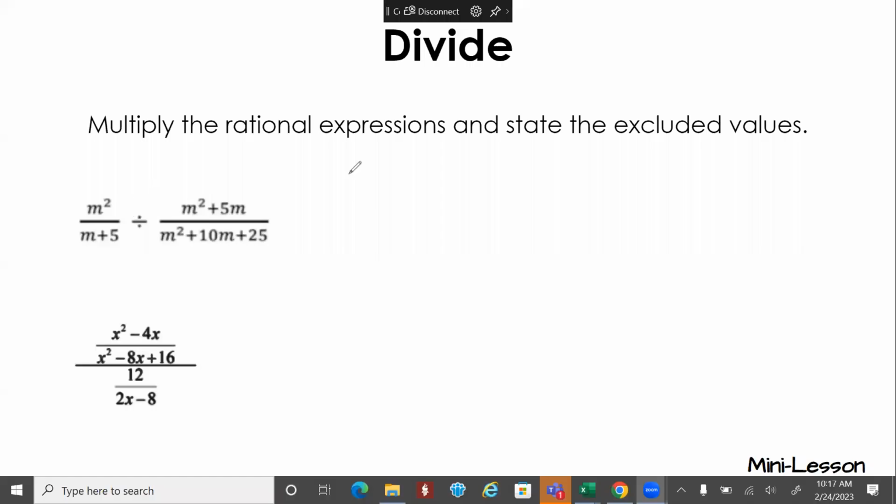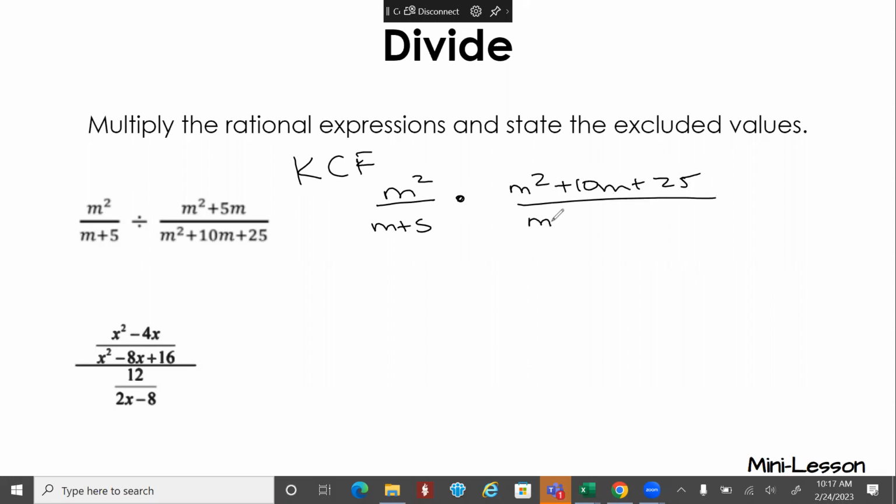Okay, on this first one, we see that division is in the middle. So we are going to do the keep, change, flip method. So we're going to keep the first fraction, change the sign to multiplication, and flip that second fraction. Flip the chicken. Okay. Now, once we have done that, now we are going to factor. Okay, so that way we can figure out if we can cancel anything out.